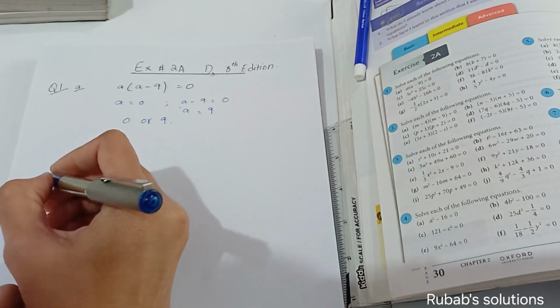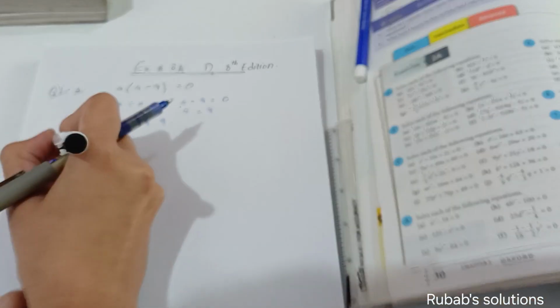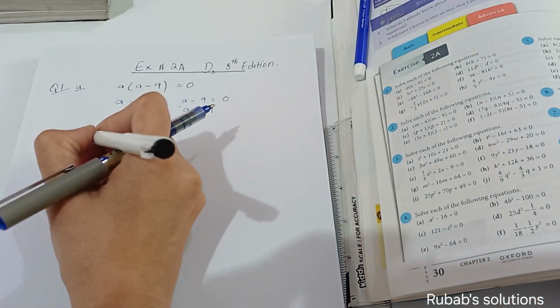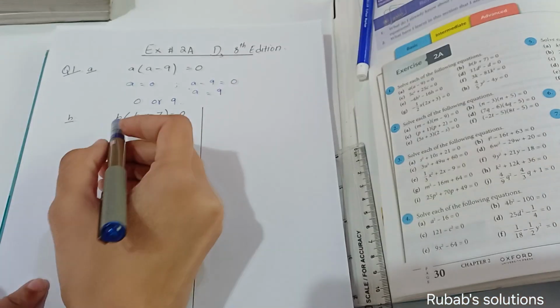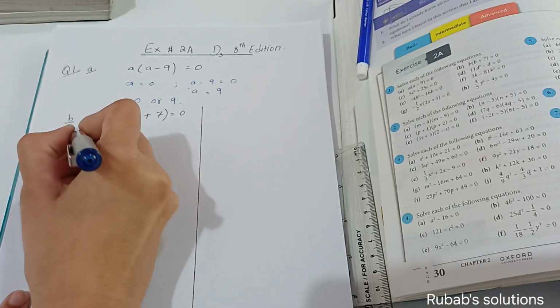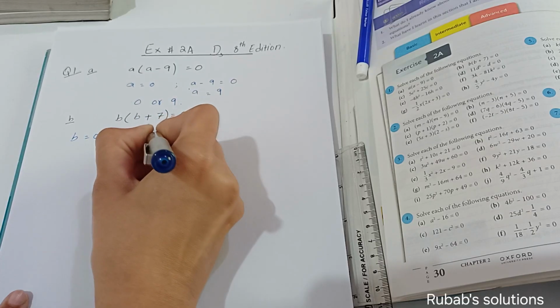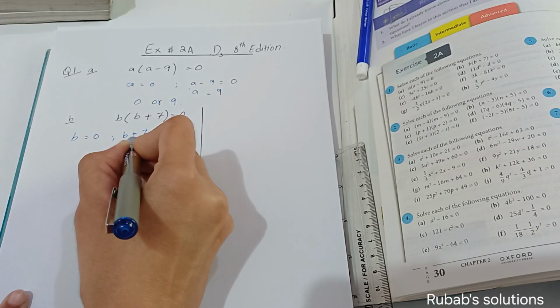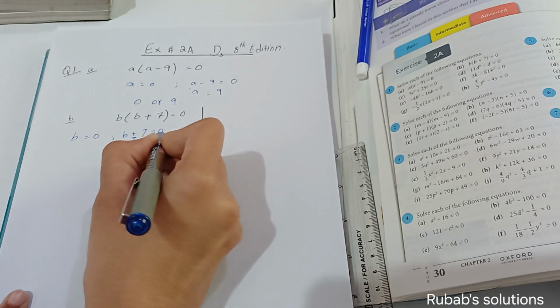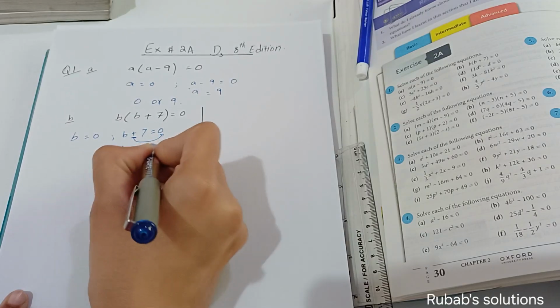Moving towards the next question, part b, that is b into b plus 7 is equal to 0. So either b is equal to 0 or b plus 7 is equal to 0. From here this plus 7 will move to the other side and become minus 7.